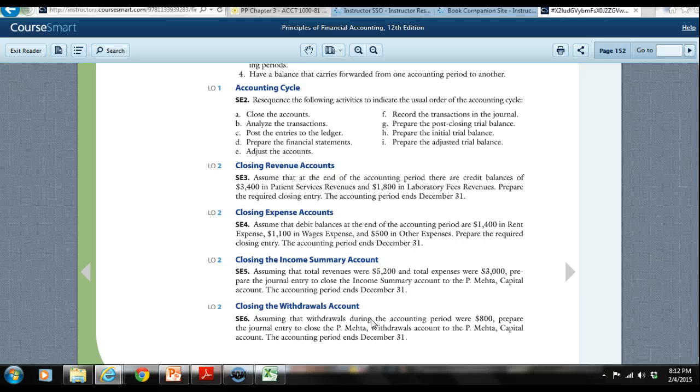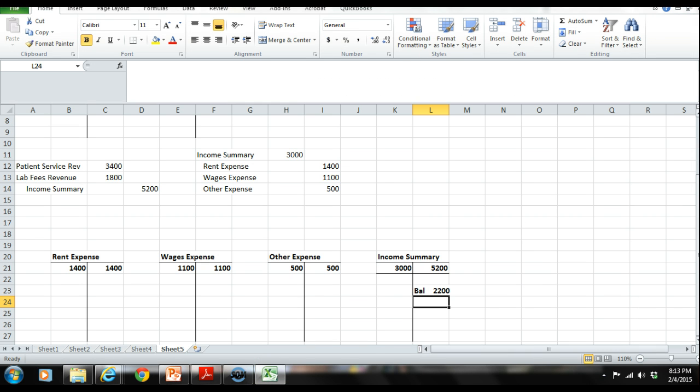Next, assuming the total revenues were $5,200 and total expenses were $3,000, prepare the journal entry to close the income summary account to the P-Meta capital account. The accounting period ends December 31st. So let's go here and look. We've done this, guys. We have $5,200 in a credit. We have $3,000 in a debit. Our new income summary balance is $2,200, isn't it?